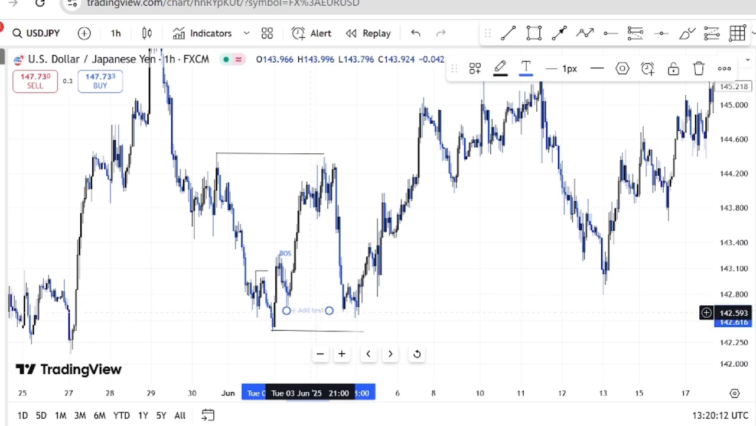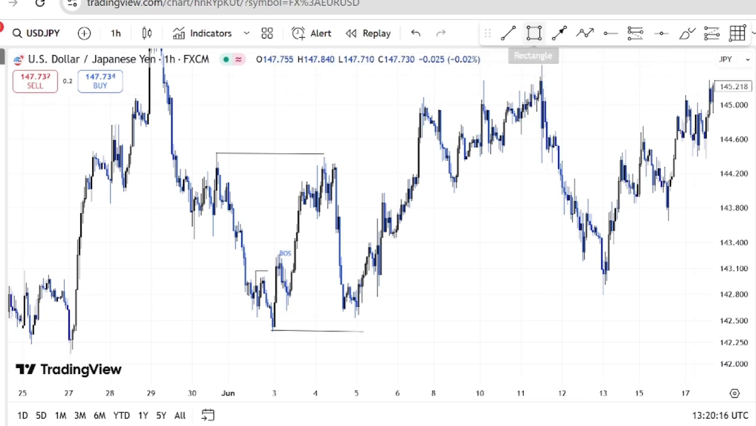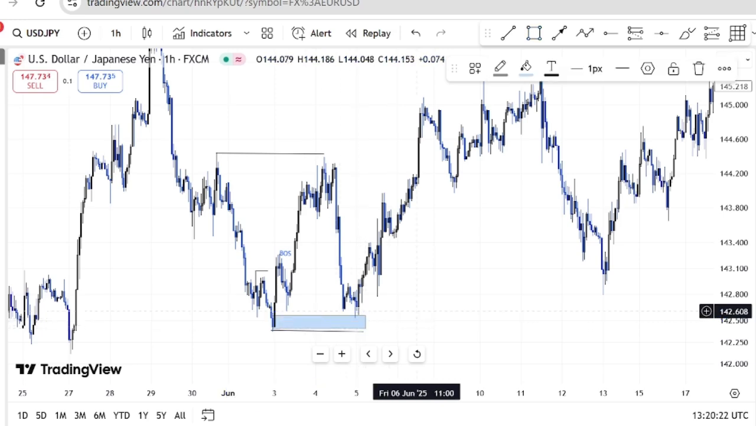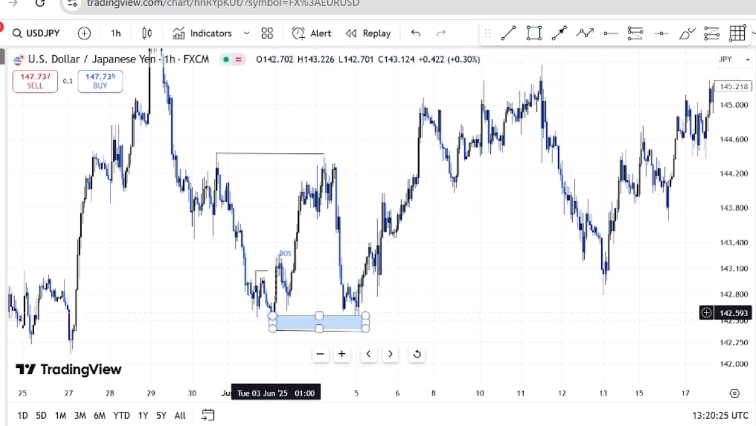So what are you supposed to mark as the right order block? Here is your right order block. You want to take your setup from this. This is the right order block you want to see. This is the right order block. Now, why is this the right order block?